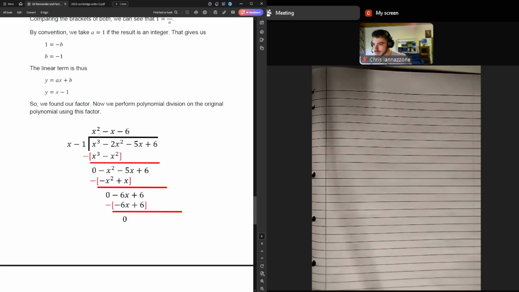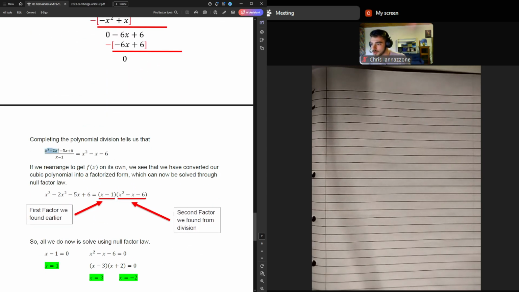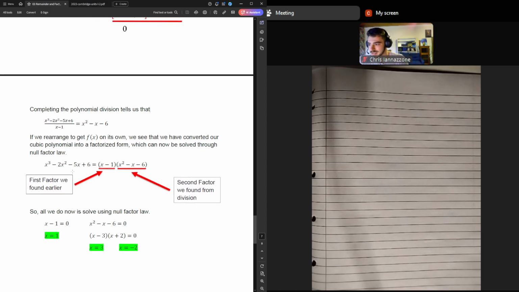So, after you have your result after division, what this is telling you is that when you divide a cubic by this linear, you get this resulting quadratic. That is the result of the polynomial division. If you were to rearrange this left-hand side of the equation, it would just mean that you multiply both sides by x minus 1. And that's going to give you that this cubic is the same thing as this linear multiplied by this quadratic.